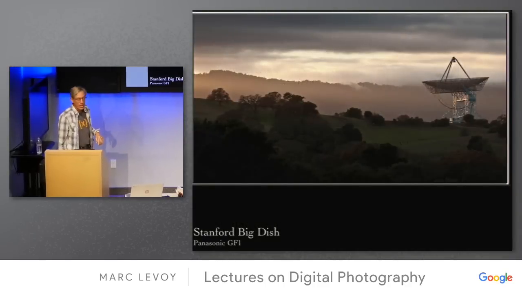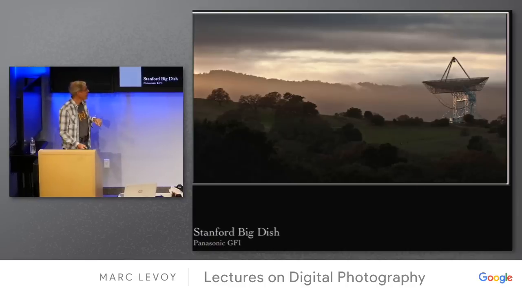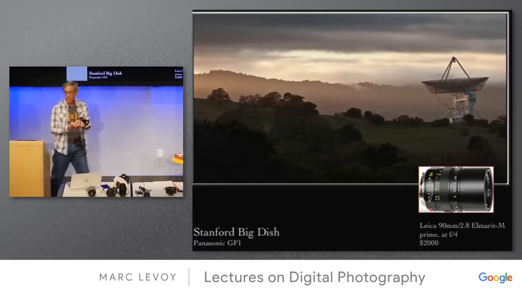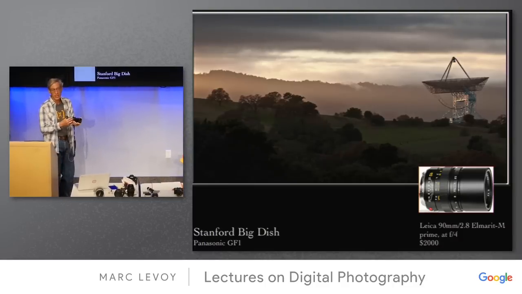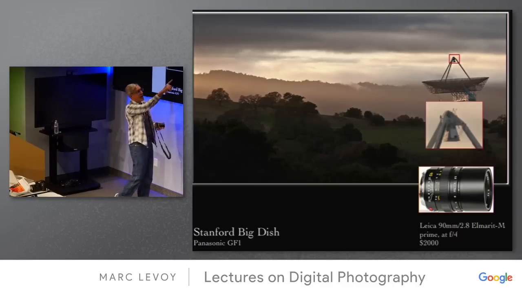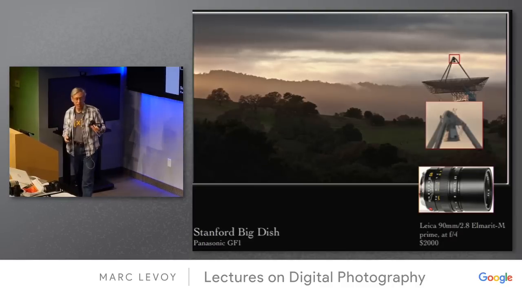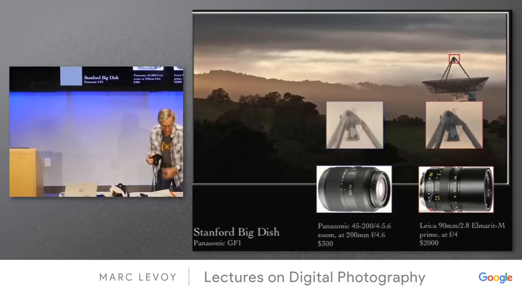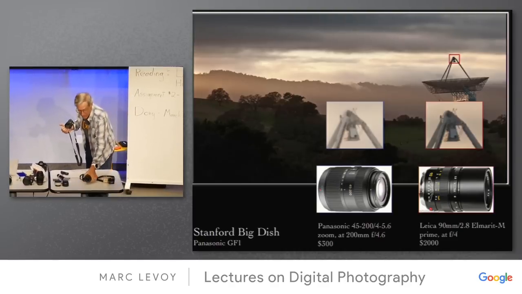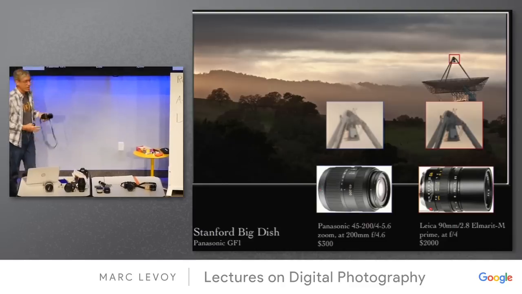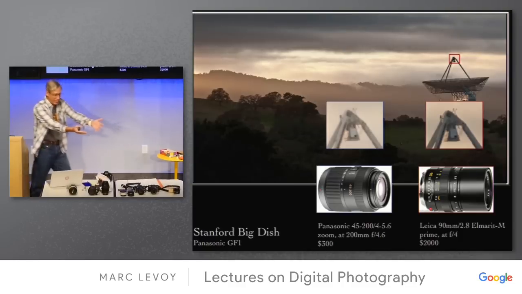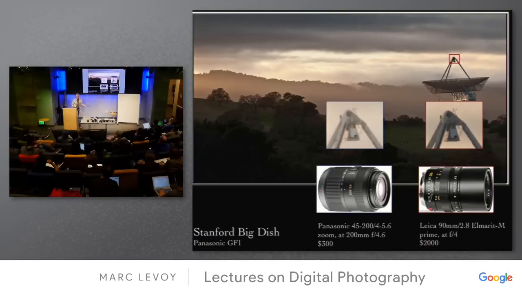So here's a picture that I took of the big dish at Stanford, and I took it first with this setup here. So the body is not that important. It's micro four thirds, but it's got this very nice Leica 90mm lens on it. And there's a blow up of the top of the radio telescope. I then took the same picture with essentially the same body, but with a sort of kit lens that's 45 to 200, and got that picture. So there are a lot of differences that you can see there. Looks like I'm carrying about the same weight of stuff around with me, but I get a rather different picture.